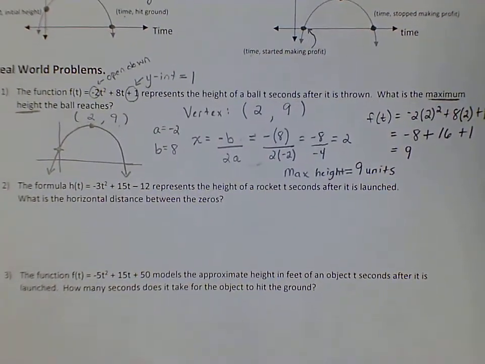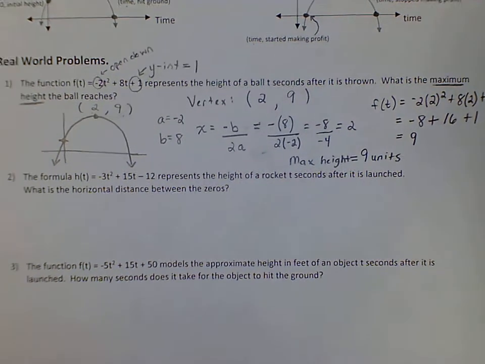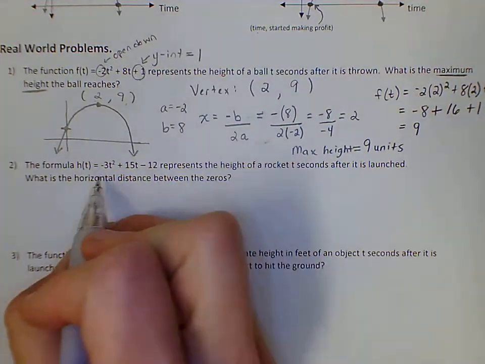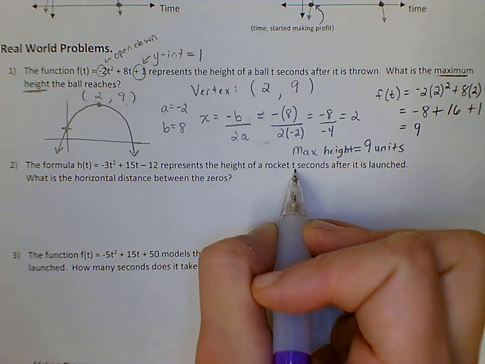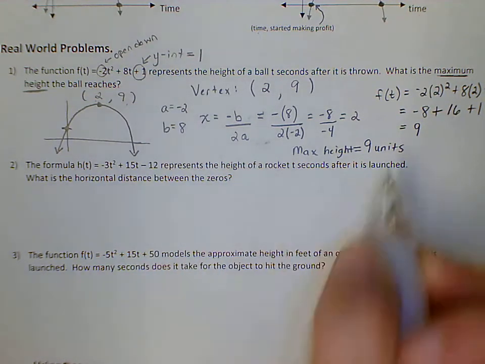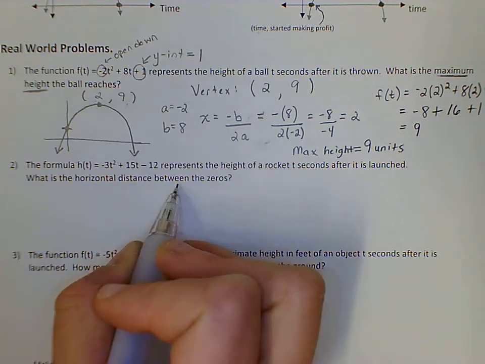So let's do another problem. The next one says, the formula, and then they give us the equation, represents the height of a rocket t seconds after it is launched. What is the horizontal distance between the zeros?